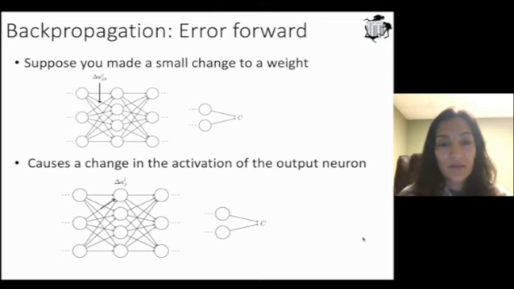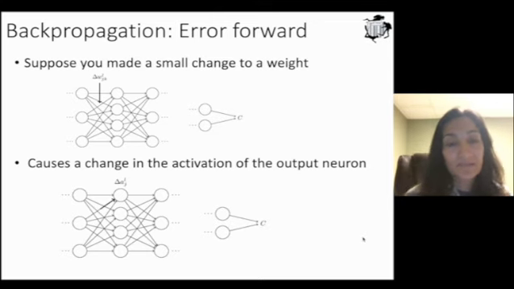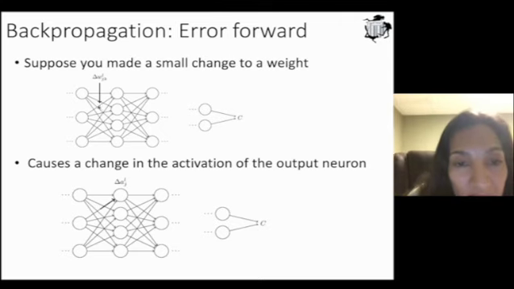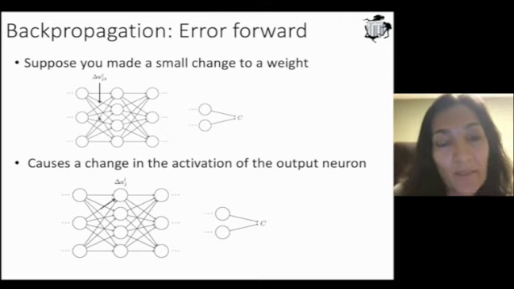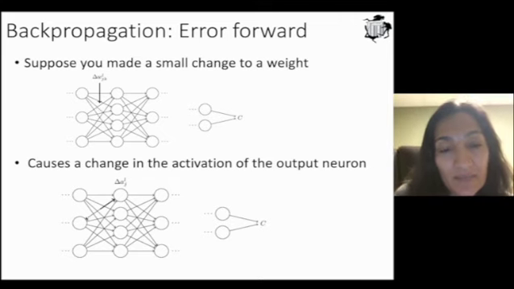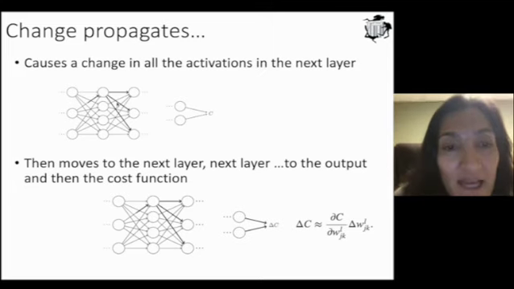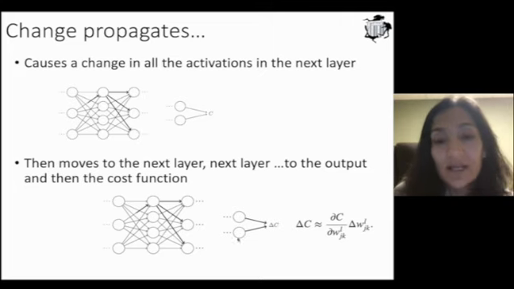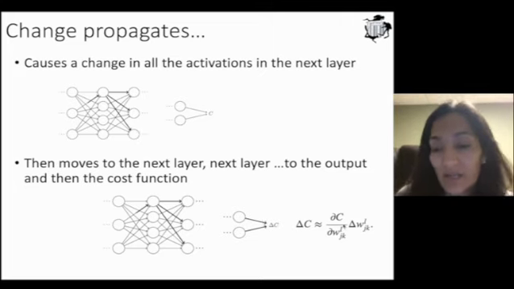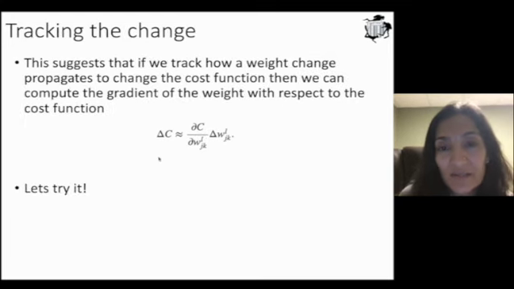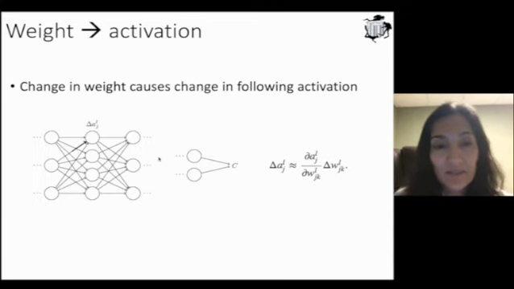So let's think about how to derive these partial derivatives for a second. So suppose you wanted the partial derivative of this weight right here. Then think about what happens when you change this weight by a small amount delta. Okay, so this weight is going into this neuron, so it changes the activation of this neuron by some amount delta. And in the next step, that activation cascades its change to all of the neurons in the next layer, and so forth until it gets to the output. So this suggests that if we could track how the weight change propagates, then we could compute the gradient. Let's try and see what we come up with.